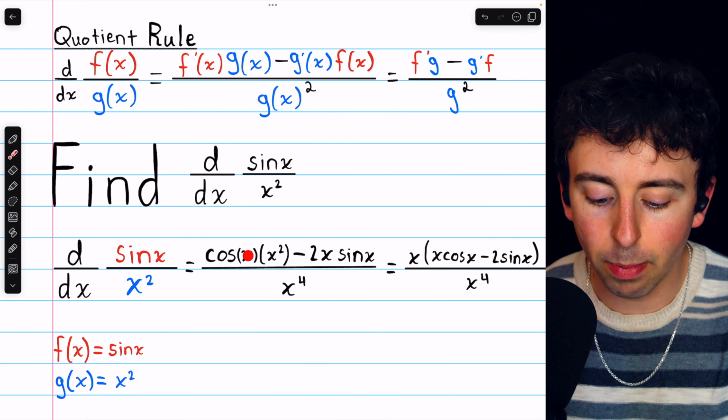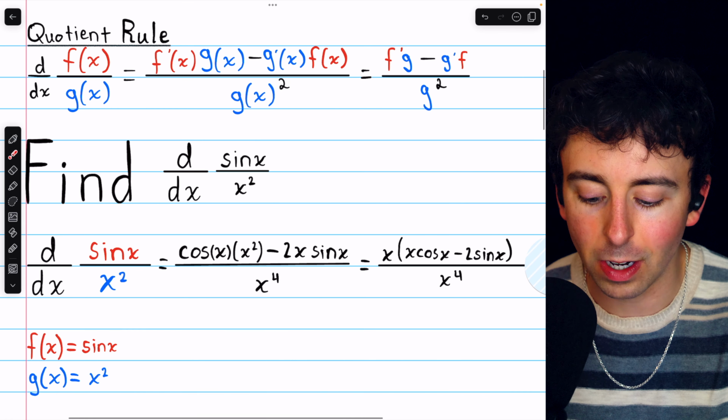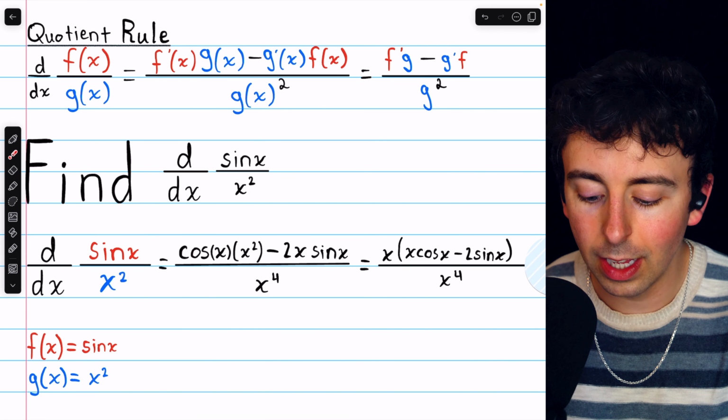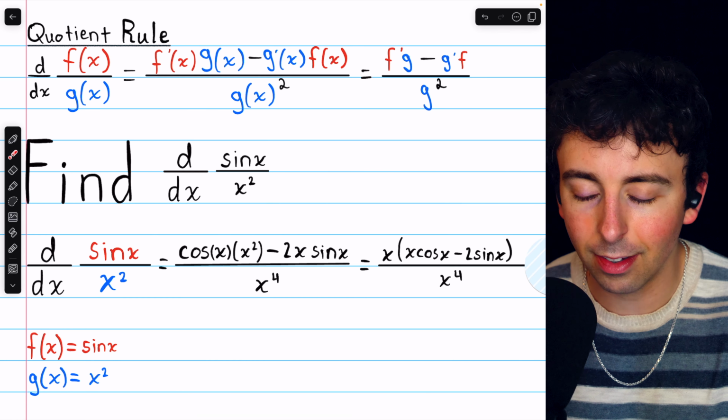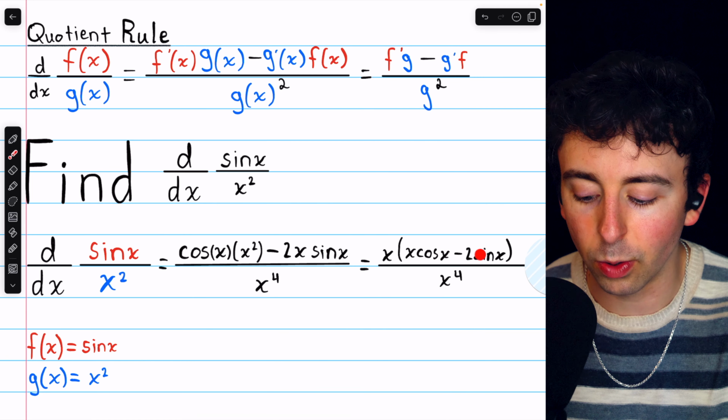In the numerator, both terms have a factor of x, so we will take that factor out. Thus, taking the x out of cosine x times x squared leaves us with cosine x times x. Taking the x out of minus 2x sine x leaves us with minus 2 sine x.